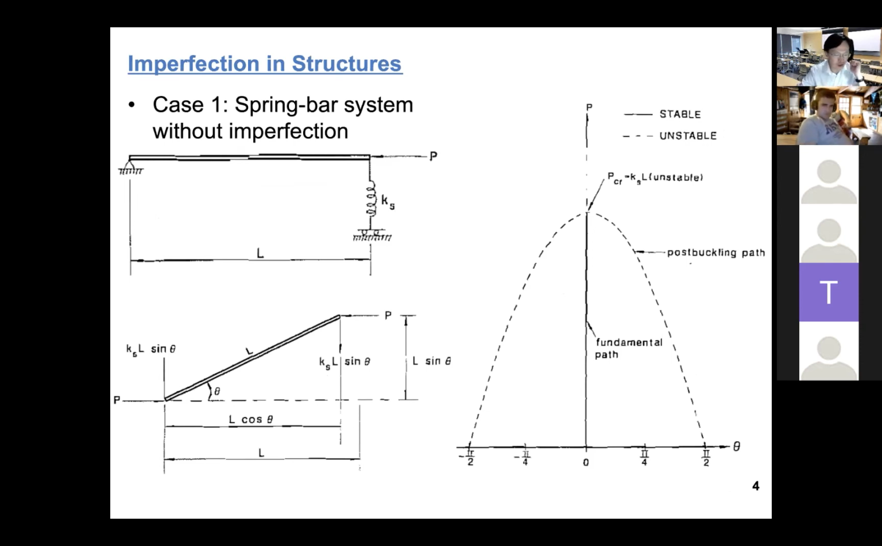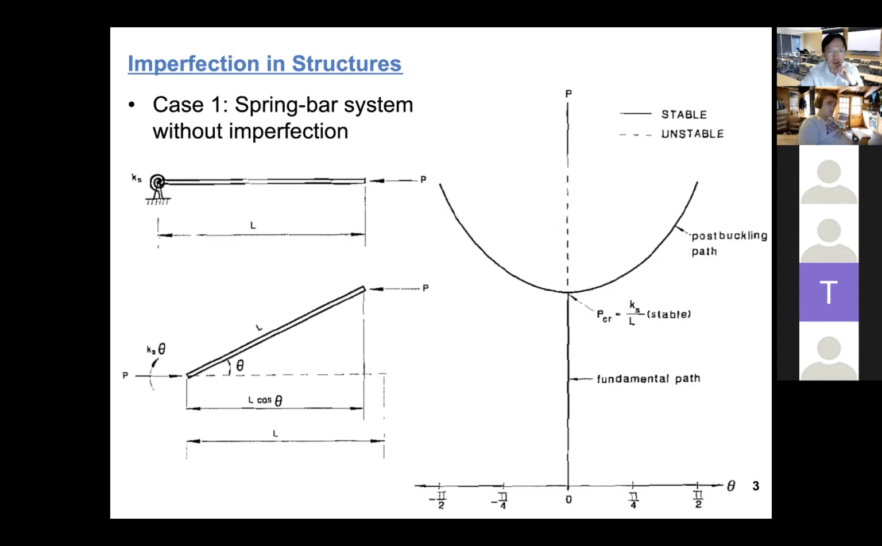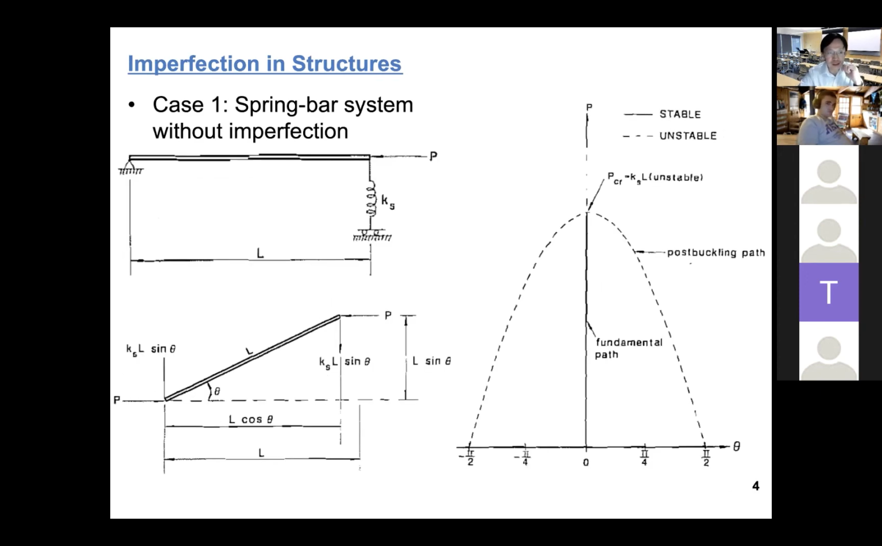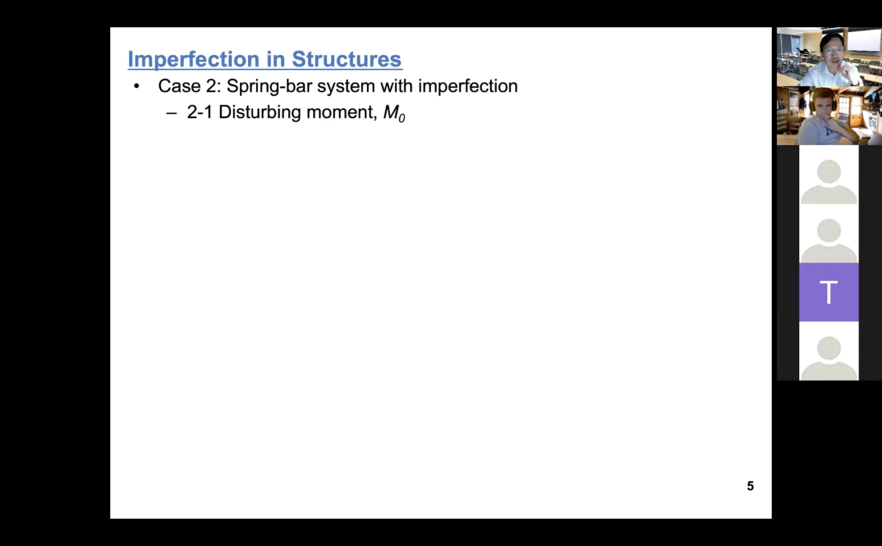And let me start with a spring bar system without imperfection. We already considered that. That's the one we just did before. Now let's consider the case with imperfection, which is, in this case, with the distributed moment. That is example 5, right?